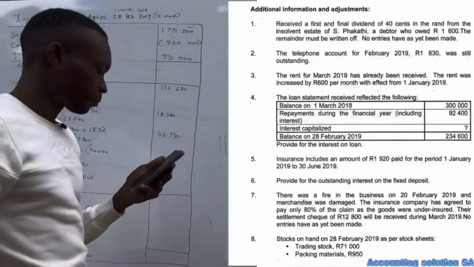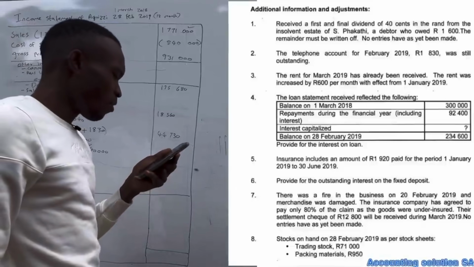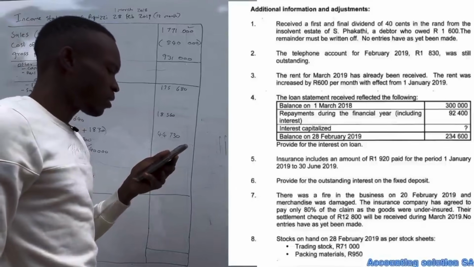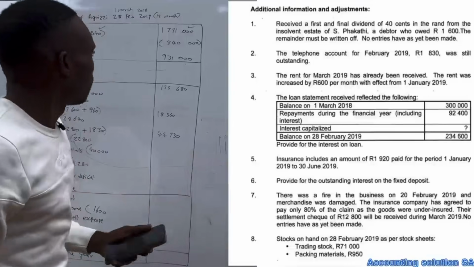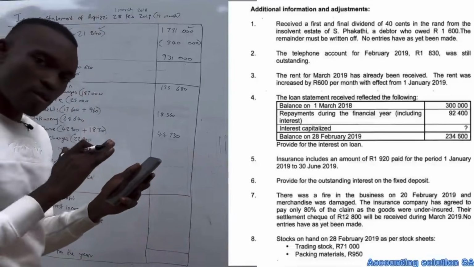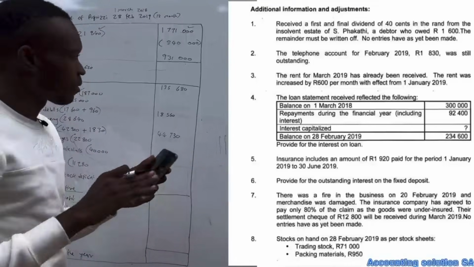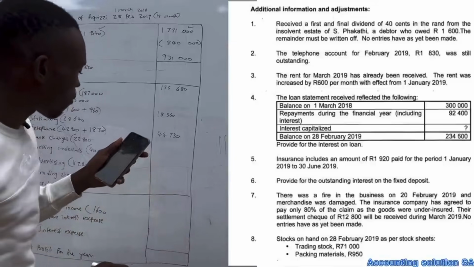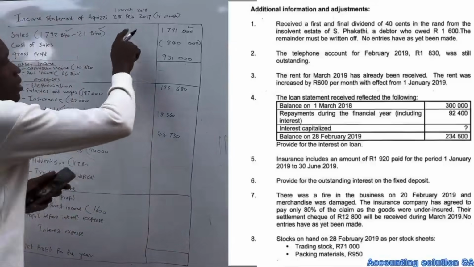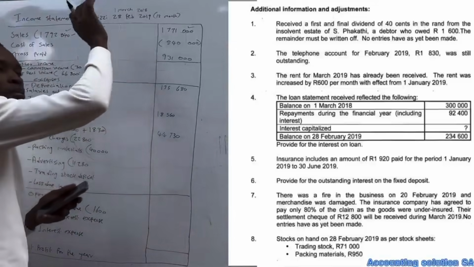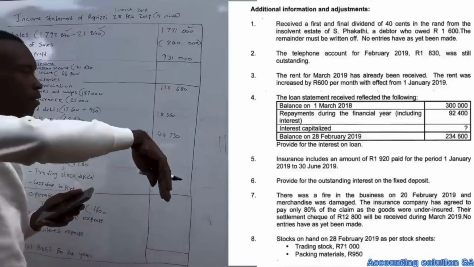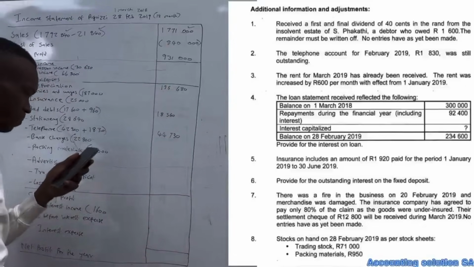The next one, rent for March 2019 has been received. Before we even go forward with this transaction, they received an amount for March 2019, and our year is ending in February. They received for March, the following month. That amount must be subtracted. It's for rent.